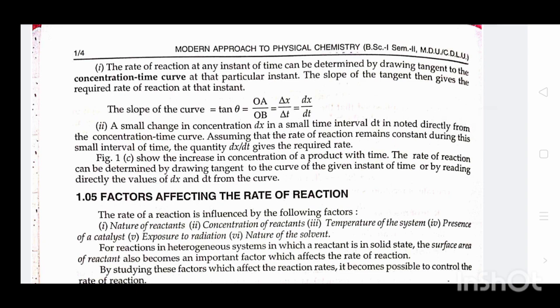Second, a small change in concentration dx in a small time interval dt is noted directly from the concentration-time curve, assuming that the rate of reaction remains constant during this small interval of time. The quantity dx by dt gives the required rate. Figure 1C shows the increase in the concentration of product with time. The rate of reaction can be determined by drawing a tangent to the curve at the given instant of time or by reading directly the values of dx and dt from the curve.